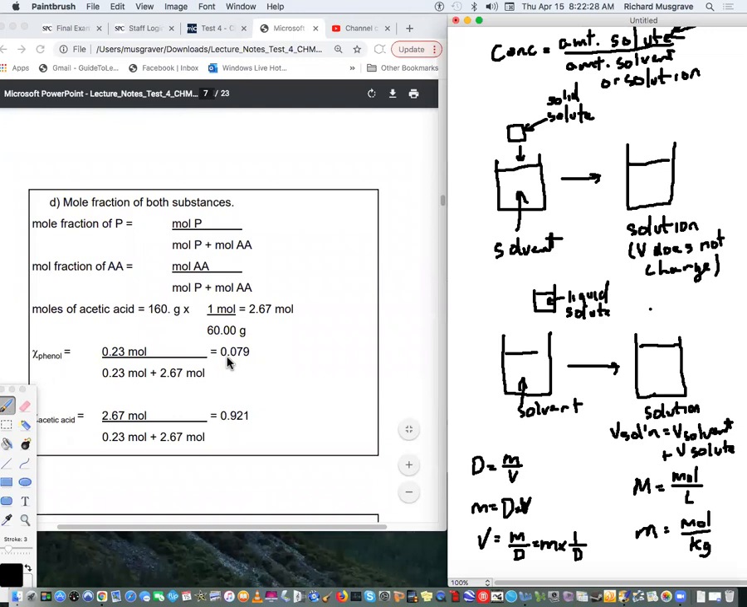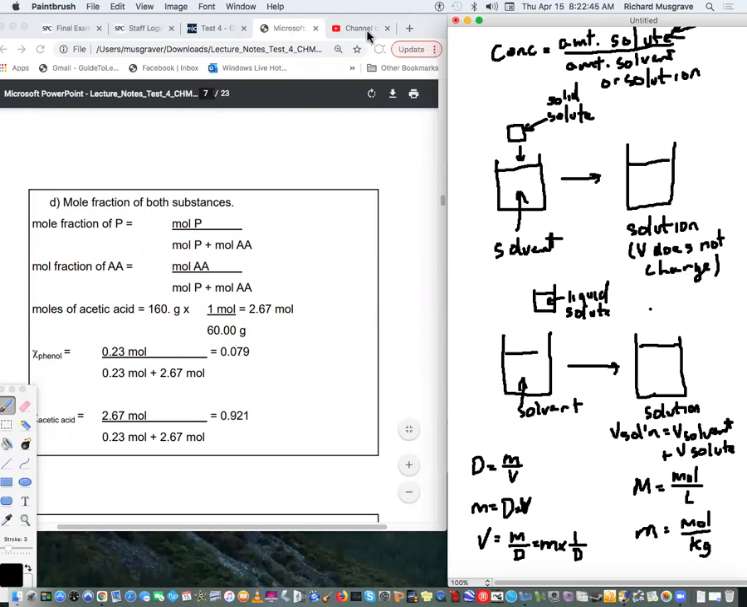Any questions so far about mole fraction? The symbol here is called chi. It's a Greek letter, and that's usually used to denote mole fraction. It looks like an X or a stylized X.